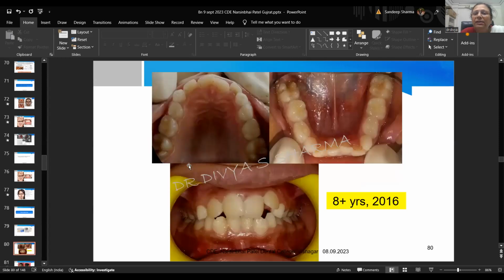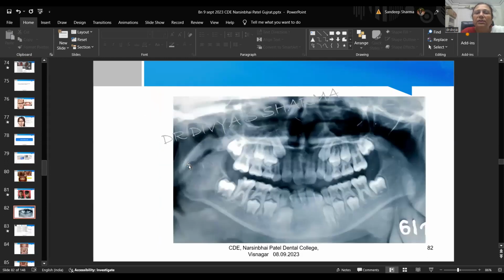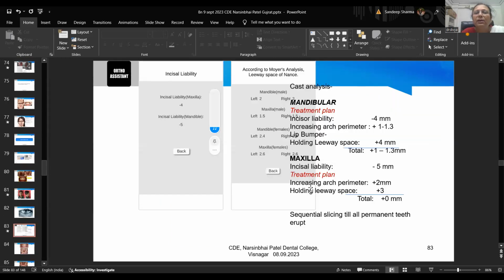So these are the cases. The patient started in 2016. There is mandibular and maxillary crowding. The patient has a normal soft tissue profile and well-balanced muscles. You can see there is flaring and a lot of crowding in the mandible and the maxilla. So we started; the incisor liability is -4.